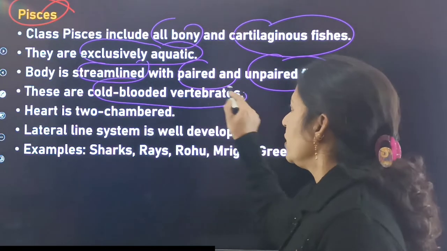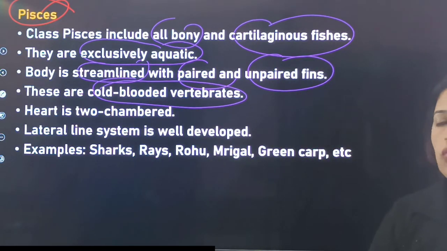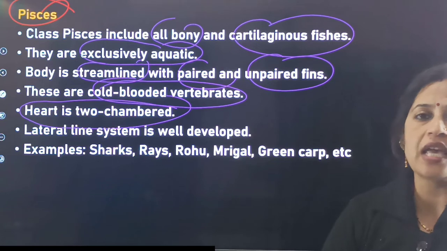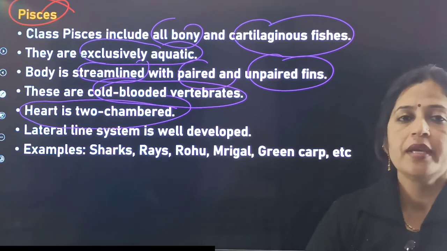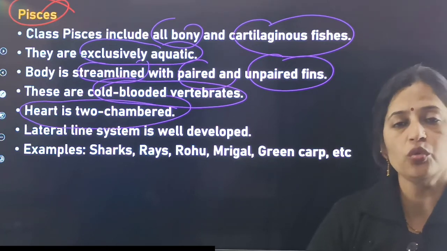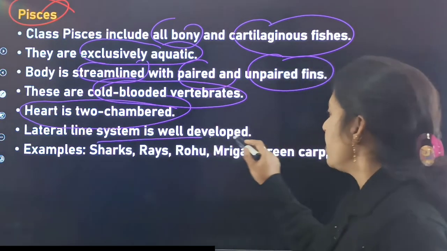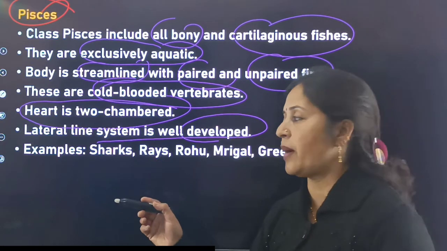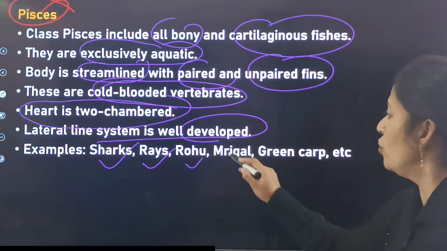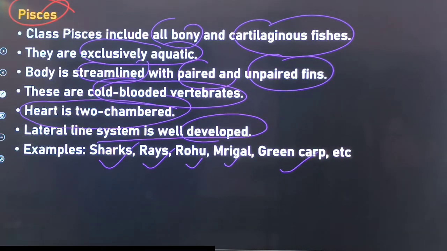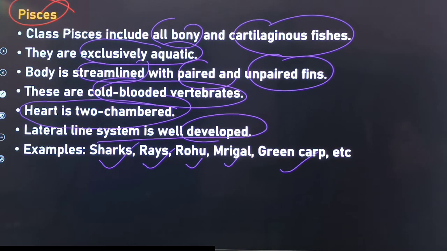Pisces are cold-blooded vertebrates. And the heart is two-chambered. It is asked whether fishes have two, three or four chambers; in the case of fishes, the heart is two-chambered. Lateral line system is well developed in Pisces, and the examples are sharks, rays, rohu, mrigal, green carp, etc.